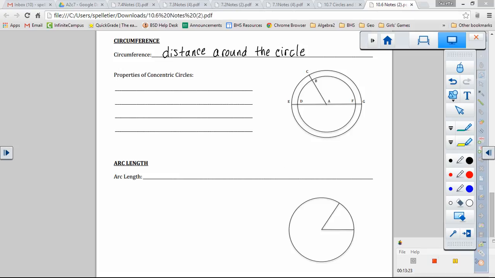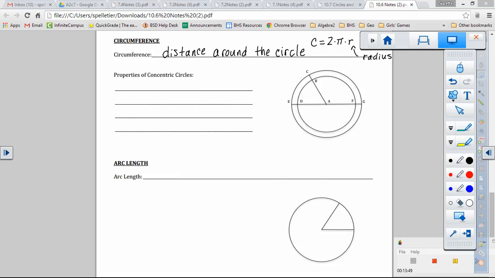So that's circumference. And the formula for circumference is circumference equals 2 times pi times r, r being the radius of the circle, the distance from the center to the outside edge. Circumference equals 2 times pi times r. Okay?